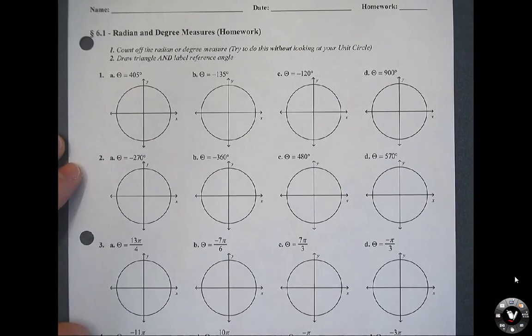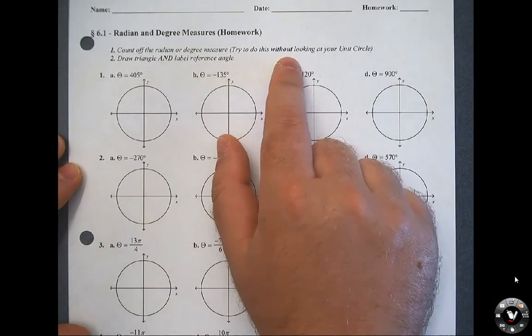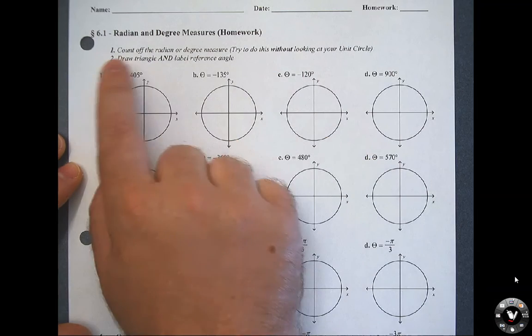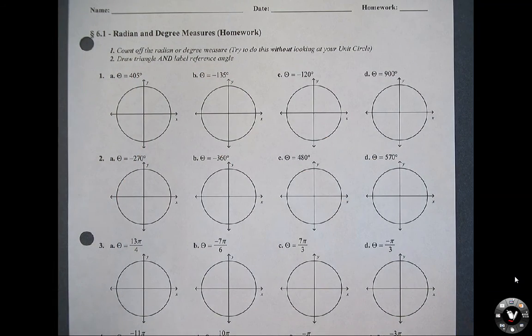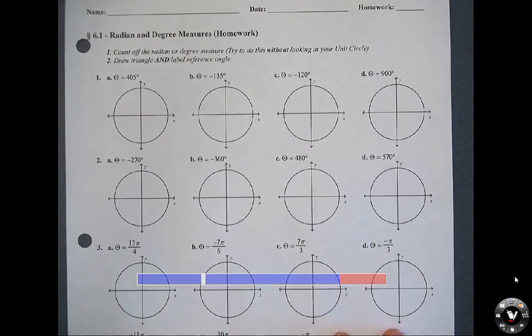So I want you to count off the radian or degree measure. Try to do this without looking at the unit circle. Draw the triangle and label the reference angle. And I'm going to talk about what that reference angle is. So let's do one of these together.